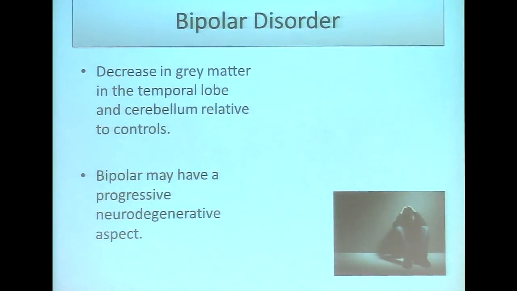With bipolar disorder, there's a decrease in grey matter in the temporal lobe and cerebellum relative to controls. Again, in your book, there's no explanation of why that might be the case, but that's what's been found. And it is suggested that bipolar might have a progressive neurodegenerative aspect to it, almost like your dementias, just continue to degenerate.